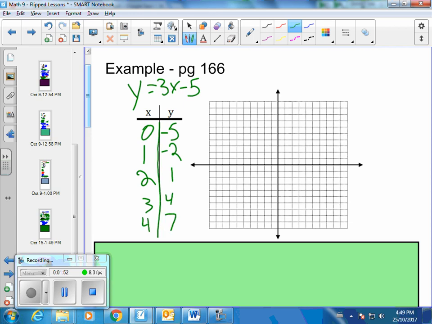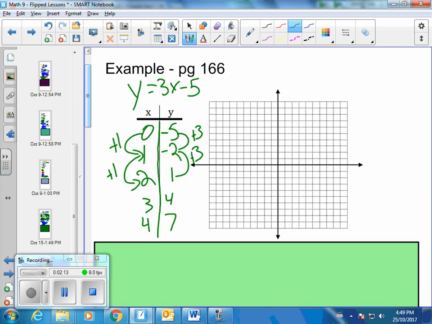So what we can see here is there's a definite pattern going on. Our x number is going up plus 1 every time, and our y number is going up plus 3 every time. So we've definitely got a pattern here, right?